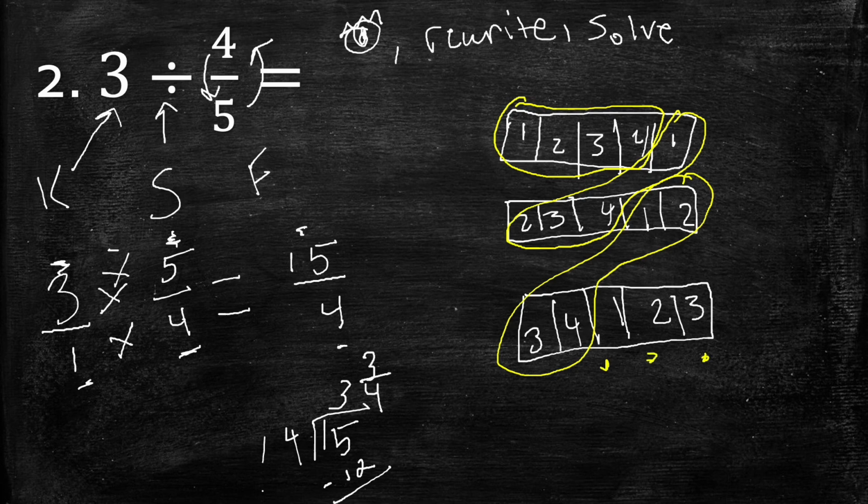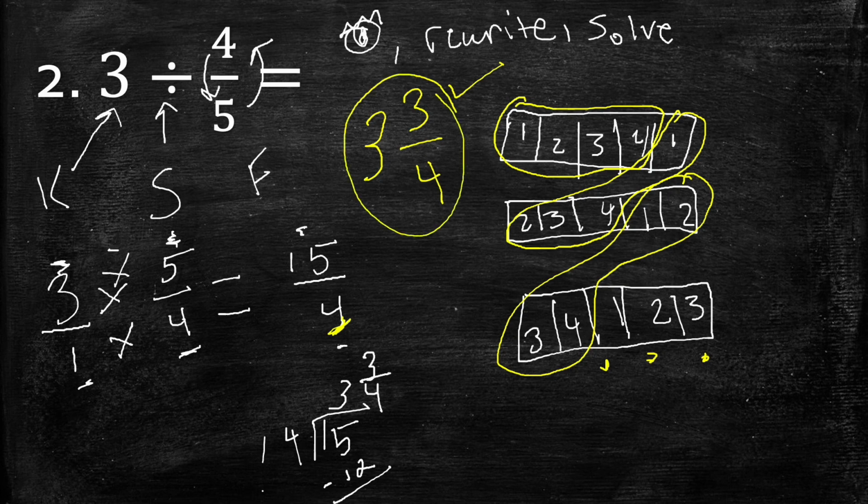So I have 1, 2, 3 whole groups, and I have 3 groups of my 4, since we're using our denominator that we got with our new problem. So I got 3 3/4. Does our 3 3/4 match the 3 3/4 that I got? It does. So now I can check it because they match and circle my answer.